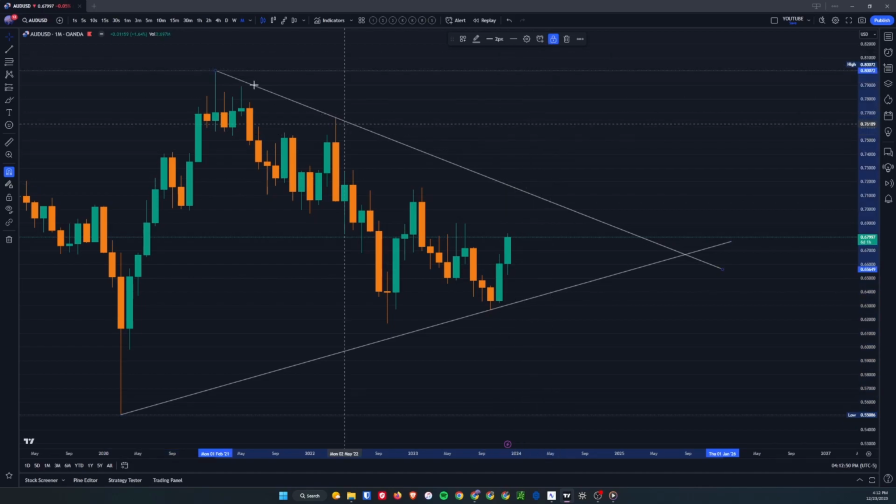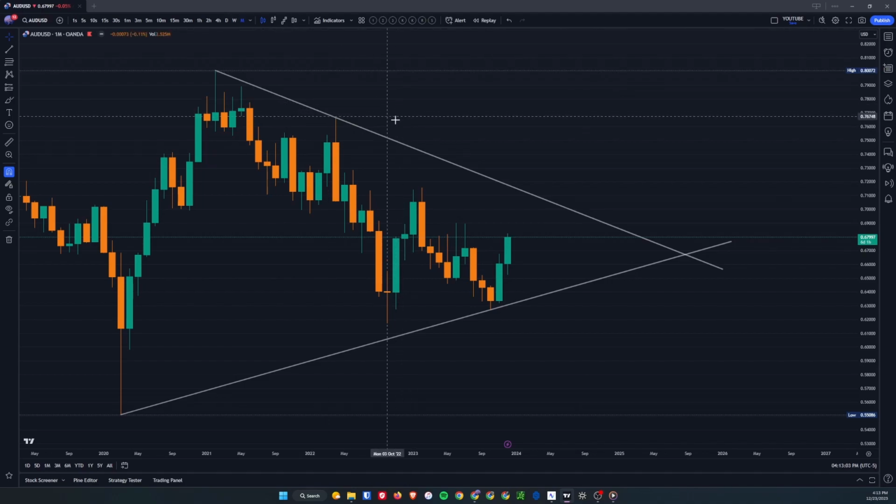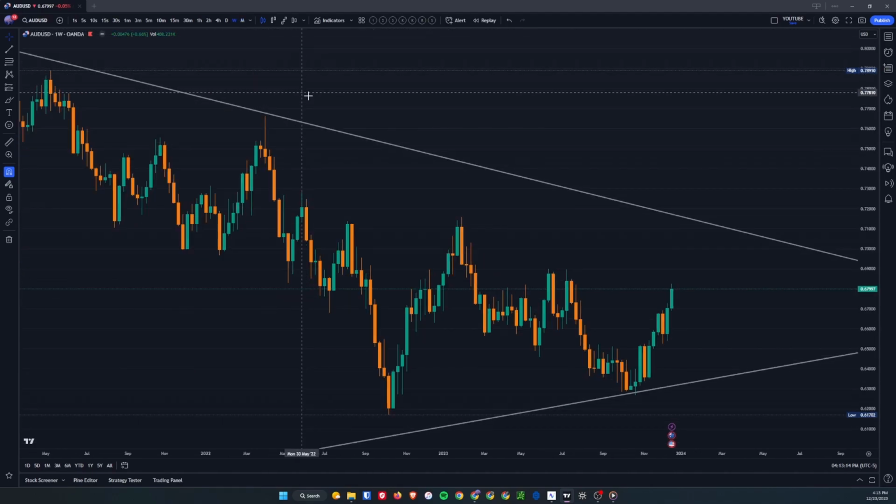All right, so let's make these bigger because they're the monthly time frames. I like to change the thickness of the line based on the time frame. That way it makes the line seem bigger to correlate with the bigger time frames. All right, now we've got the weekly time frame.